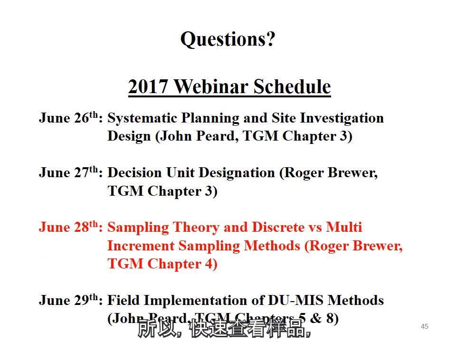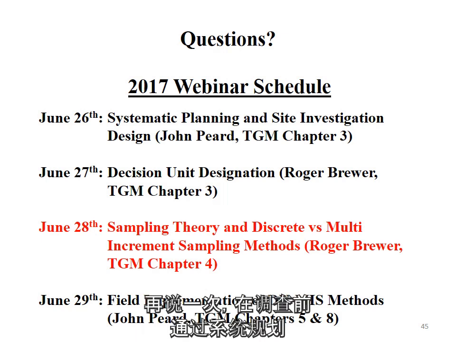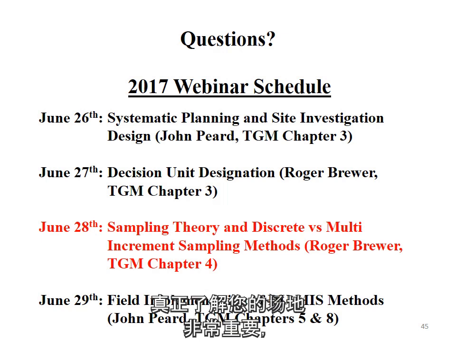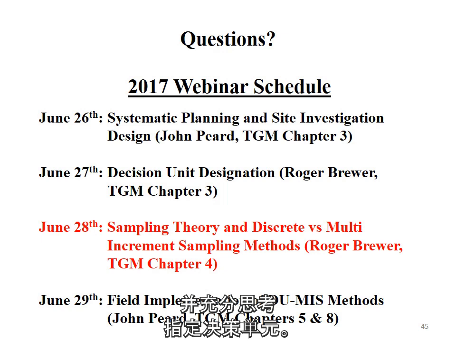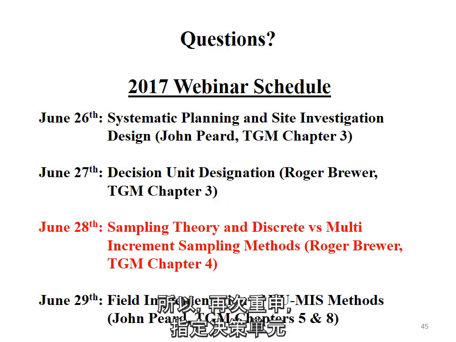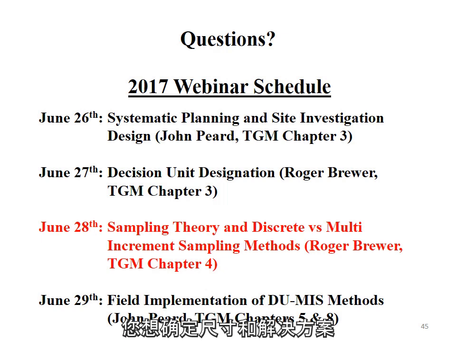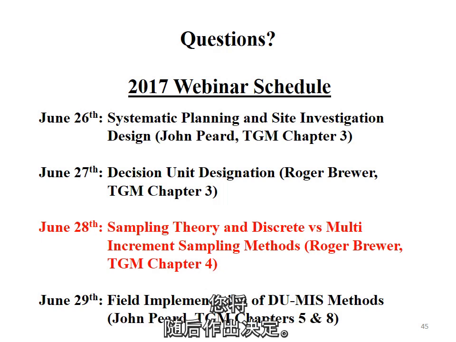So that was it. A quick review of example, maybe not too quick, example of decision unit designation. Again, it's critical at the front of the investigation through systematic planning to really understand your site and to put a lot of thought into designating decision units. So again, you want to designate decision units at the scale and at the resolution that you're willing to make a decision on afterwards. You don't want to do what we did in my past career as a consultant, go collect your samples and then get the data back and decide what to do.